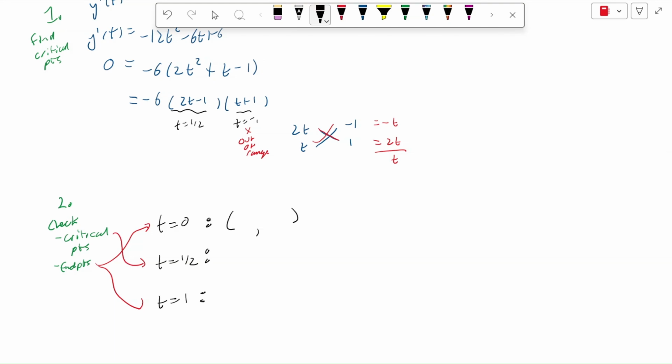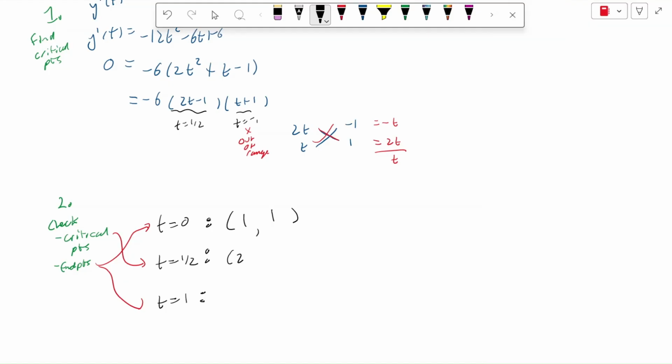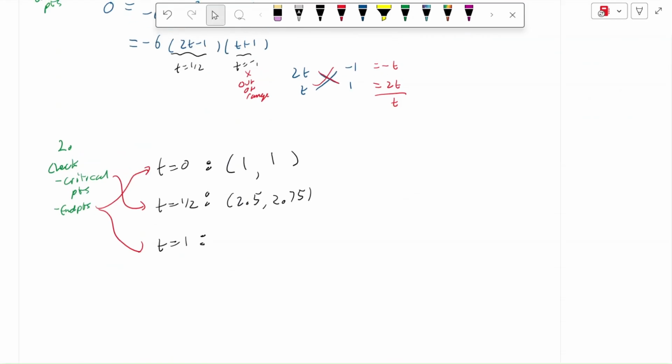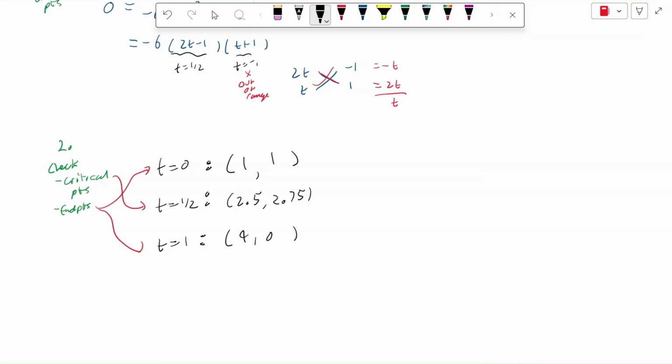So t equals 0: trace 0, enter, 1, 1. At t equals a half: trace a half, enter, 2.5, 2.75. You also can get this by subbing it back into the parametric equations, because we just got t values. And t equals 1: trace 1, enter, 4, 0. Okay, so out of all these, I reckon our highest point is this one, and our lowest point would be the one where we've got 0. The way that I'm checking that is I'm just looking at our y values and trying to see which one's the biggest and which one's the smallest.